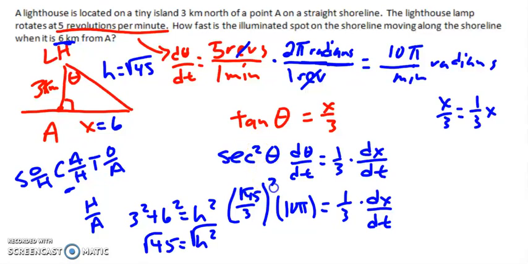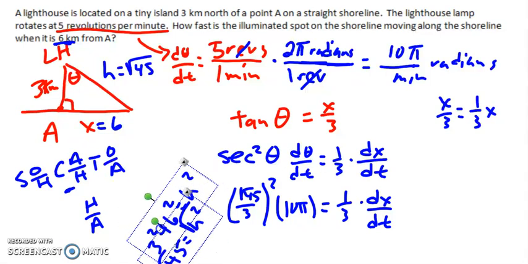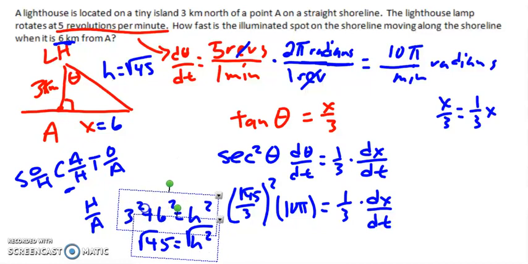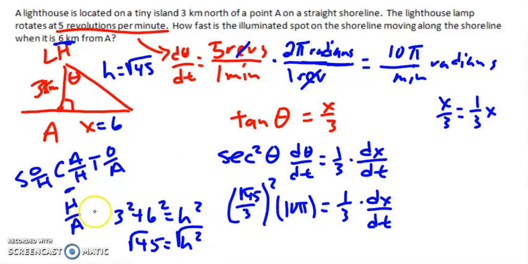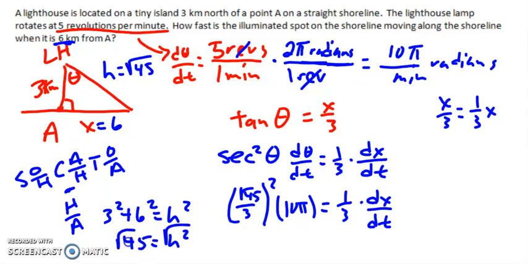But that is squared. Should probably draw a line here. That's getting a little confusing. Now I can actually move this. I'll move that over just like that. Move it over just a little bit. Alright, now we're back in business here.